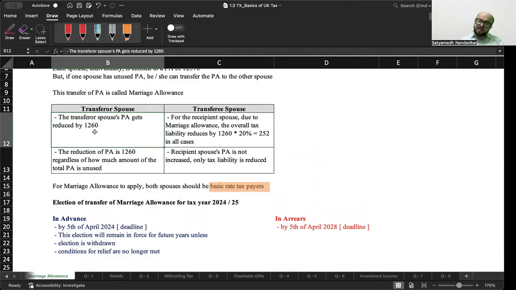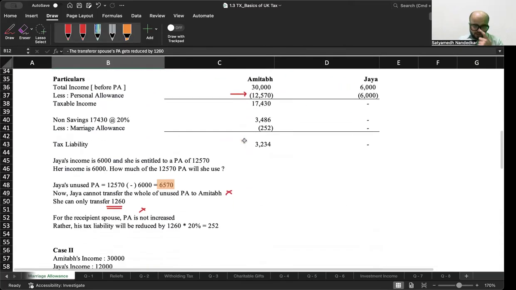And what happens for the transferor spouse? Her personal allowance gets reduced by 1,260. It doesn't matter how much was the unused amount. That is not critical to this discussion. What matters is that only 1,260 can be transferred. And for the recipient spouse, Amitabh was the recipient spouse, right? His personal allowance will not increase, but his tax liability will reduce by 1,260 into 20% in all cases.